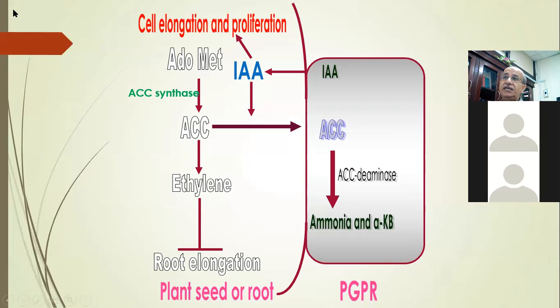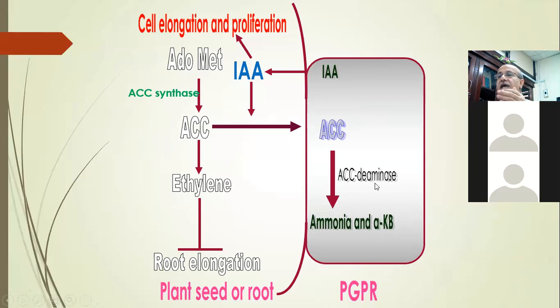And this IAA in this model also helps in producing ACC synthase enzyme. If more IAA is produced, this produces more ACC synthase. But its actual function as a plant growth regulator is cell elongation and root proliferation. Okay, so this is how ACC deaminase producing PGPR can help the plant in tolerating the stress.